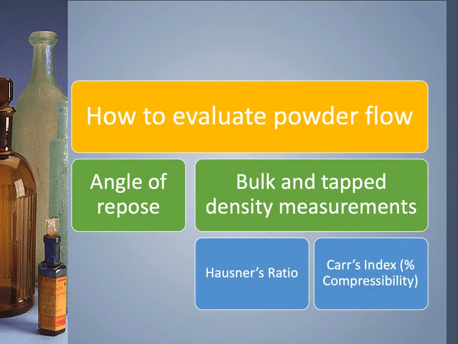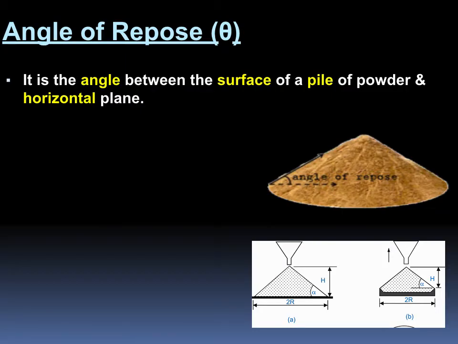We can measure the flowability by many techniques. The first one is angle of repose, and the other technique is bulk and tap density. Under bulk and tap density, we have two equations or two ways of measuring flowability. One of them is Hausner ratio, and the other is Carr's index or percentage compressibility. We can start. The first method of measuring flowability is angle of repose.